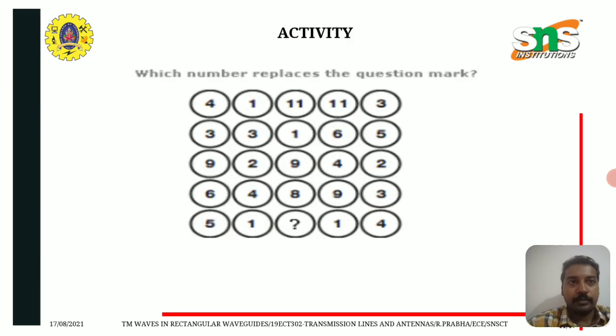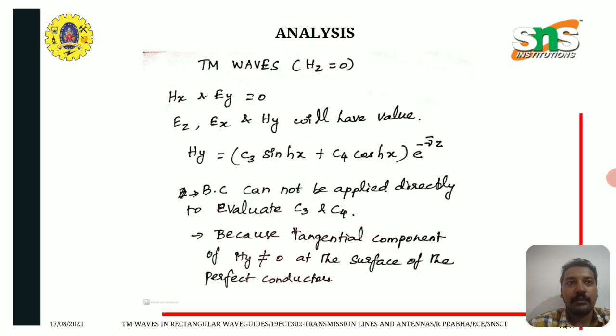Activity. For TM waves, in which Hz and Ey equal 0, Ez, Ex and Hy will have values. So Hy equal to c3 sin hx plus c4 cos hx, e power minus gamma z. The boundary conditions cannot be applied directly to evaluate c3 and c4, because the tangential component Hy is not equal to 0 at the surface of the perfect conductors.